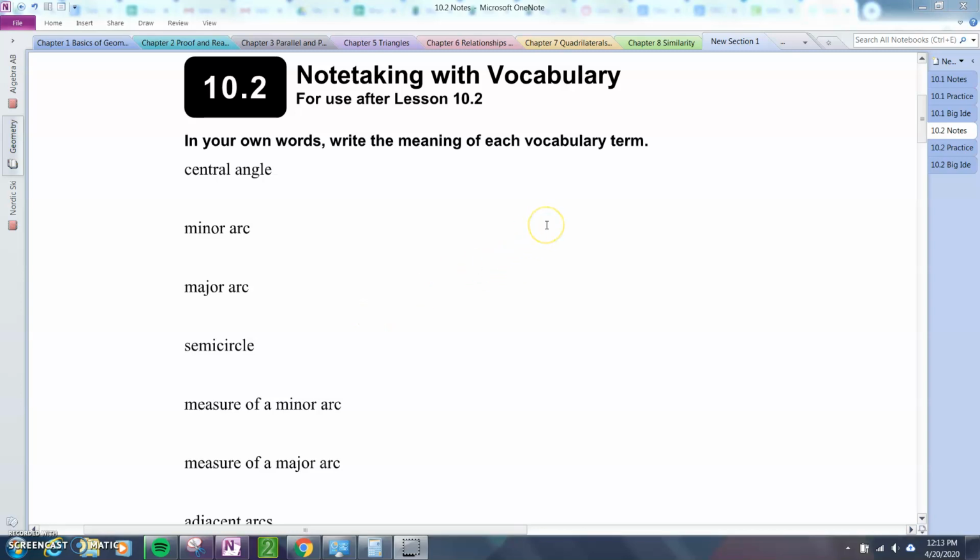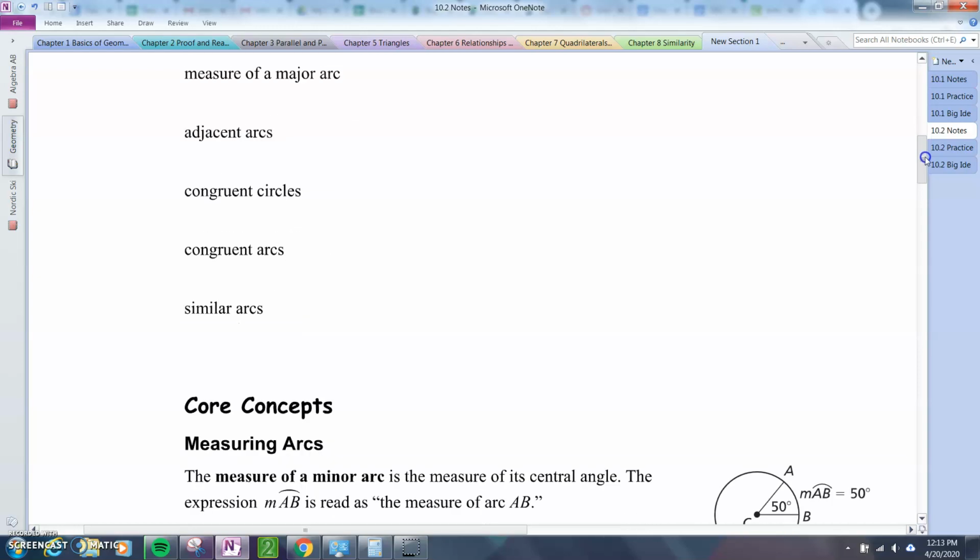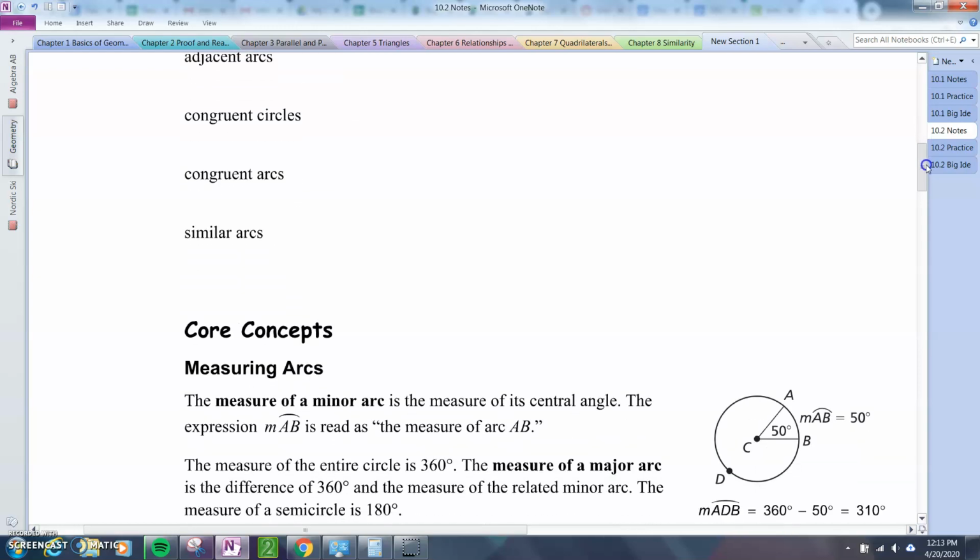Alright, so here's the 10.2 video for vocabulary. I'm going to take some notes on it. Much like 10.1, 10.2 is also vocabulary heavy, so we have a lot of new words to get familiar with. We're going to talk about these: central angle, minor arc, major arc, semicircle, measure of a minor arc, measure of a major arc, adjacent arcs, congruent circles, congruent arcs, and similar arcs.